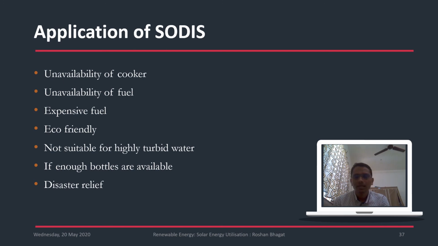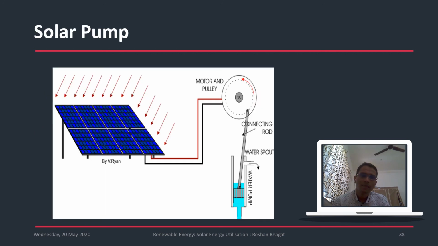Application of SODIS: where should we use solar disinfection? Where a cooker is unavailable, fuel is unavailable or expensive, or if you require an eco-friendly method, in such cases you can use it. Not suitable for highly turbid water. If it is too turbid, then it is not recommended. If enough bottles are available, you can go with this. In disaster relief it is quite a good method. If, let's say, a flood situation is there, in such cases this particular arrangement can be used.